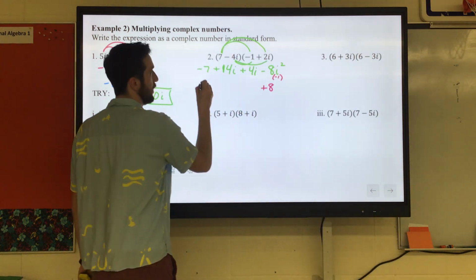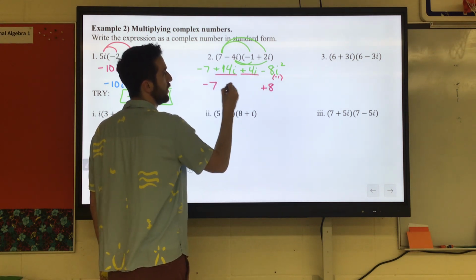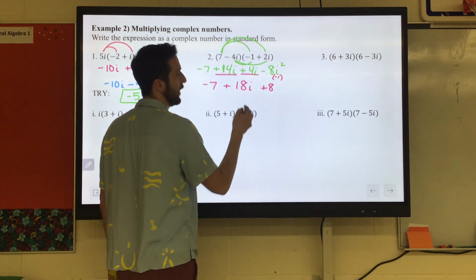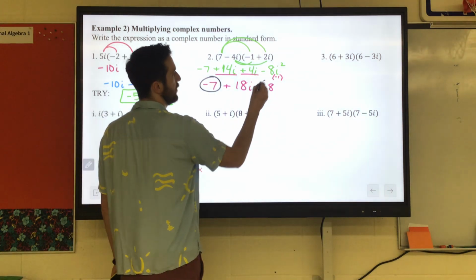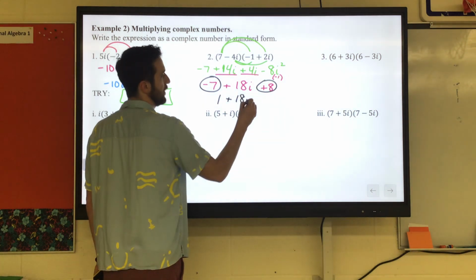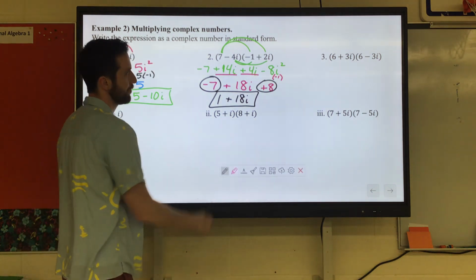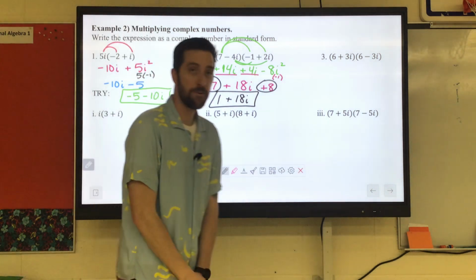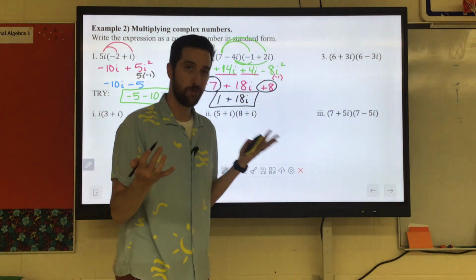So let's see what we got. We got -7. We can combine 14i plus 4i is 18i. And then it turned into plus 8 at the back. And we can still combine our integers here. Negative 7 plus 8 is 1 plus 18i. That's all we can do. If you look at 3, that's a difference of squares. You could FOIL it out, but there's a shortcut there.